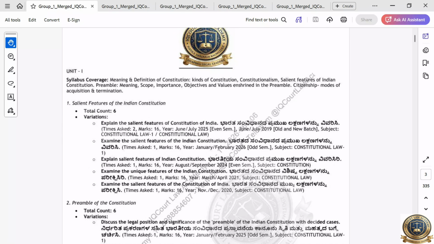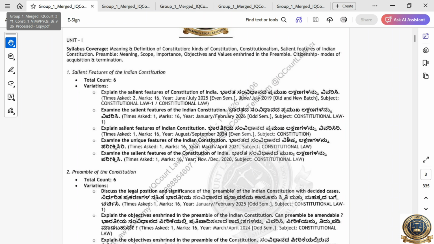Okay, let us start with a quick recap of Constitutional Law 1. This is the syllabus. As per the syllabus, we have prepared each question. This is the syllabus of the first unit.